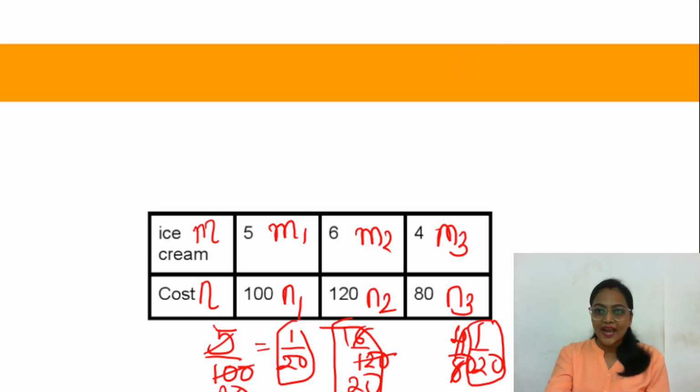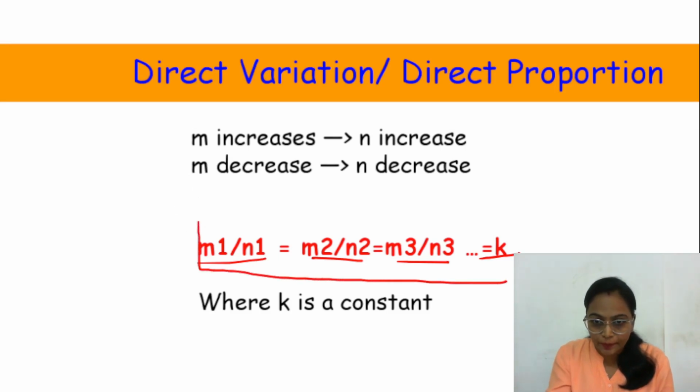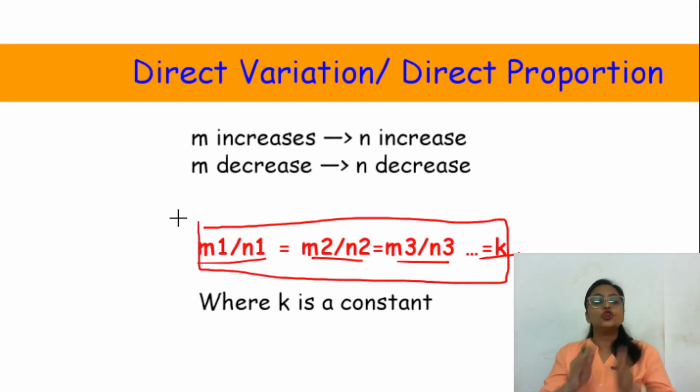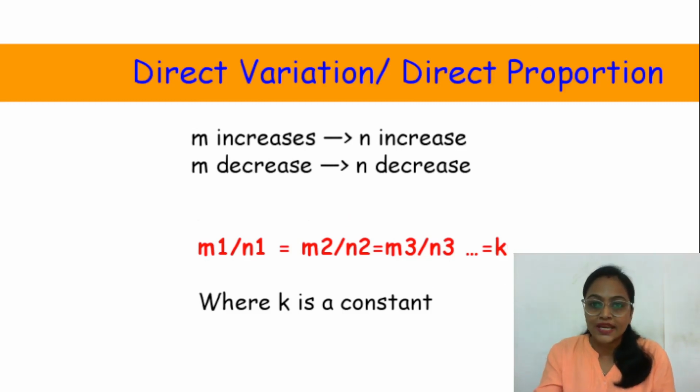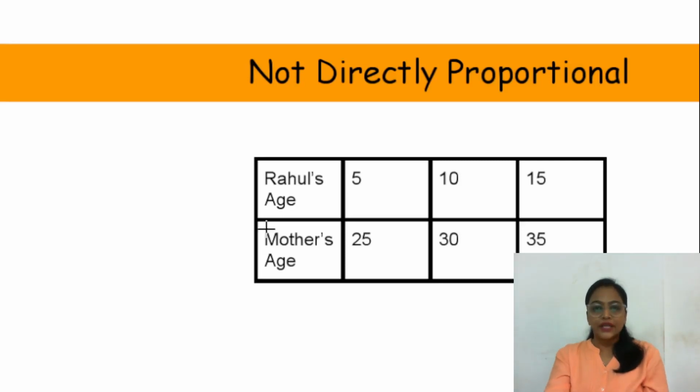Now, why did I say that this is very important? Because in some cases two quantities increase or decrease simultaneously, but even in that case they are not in direct variation. We will take one example from our real life. Say there is one boy, Rahul, and his mother, right? We'll take the example of their ages.